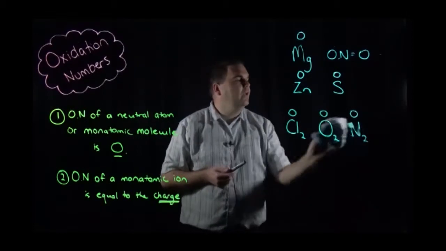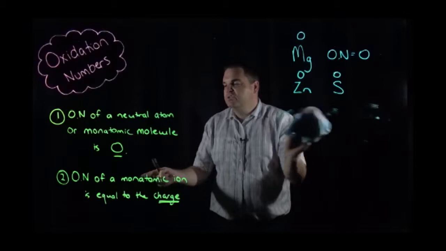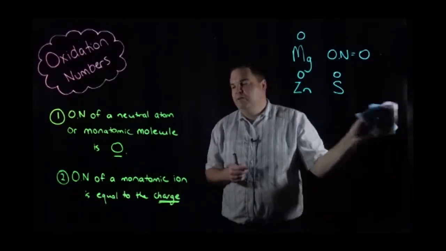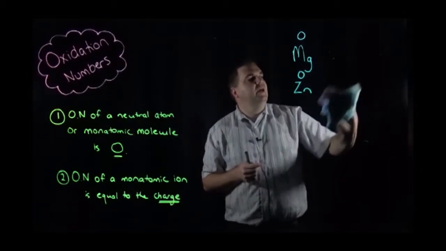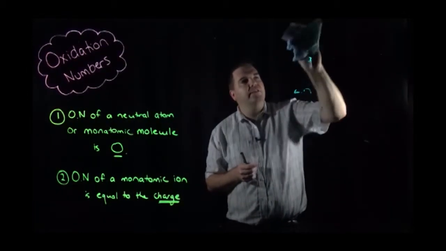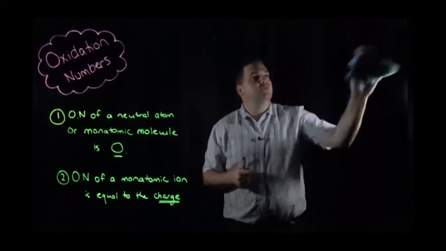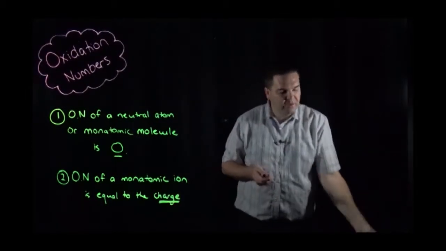The second rule that we look at is this one here, which talks about that the oxidation number of a monatomic ion is equal to the charge. Again, what I'm talking about here is ions that are only made up of 1 atom. We'll get to what's called polyatomic ions shortly. Polyatomic ions are ones that are made up of more than 1 type of atom.